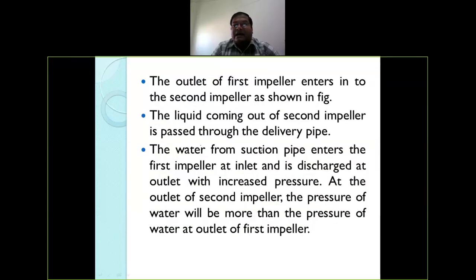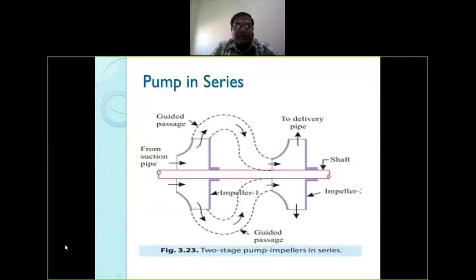The water from the suction pipe enters the first impeller at the inlet and is discharged at the outlet with increased pressure. And at the outlet of the second impeller, the pressure of the water will be more than the pressure of the water at the outlet of the first impeller. So this is a very simple phenomenon, you can see here. As I already mentioned earlier, this is the suction pipe, water will go this way, then enter at the inlet of the second impeller, and then go to the outlet of the second impeller and to the delivery pipe. And here the pressure will be more than at the outlet of the first impeller.